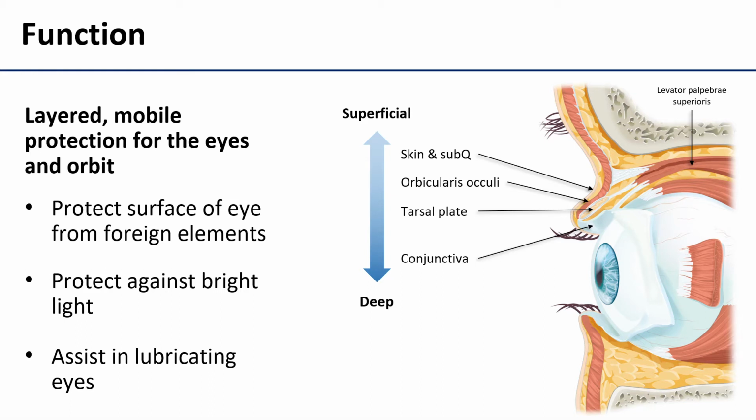These are the skin, the subcutaneous layer, which I admit the image here kind of mashes into a single layer, but they're considered separate. Deep to those, we have a layer that's occupied by the Orbicularis oculi muscle, then the tarsal plate, and deepest is the conjunctiva.